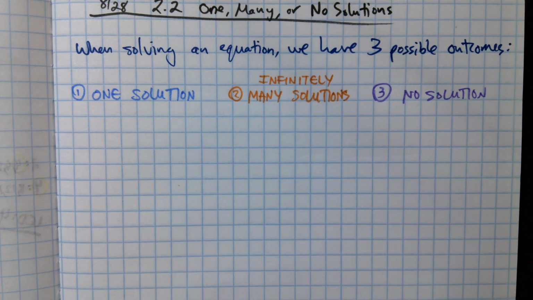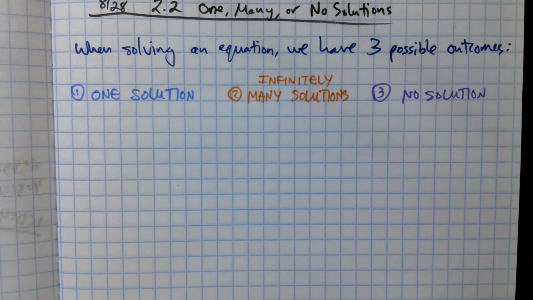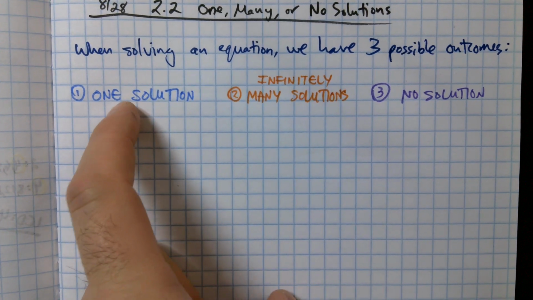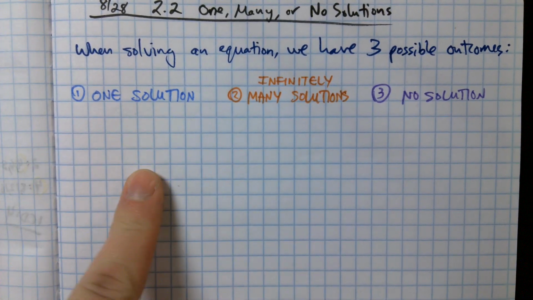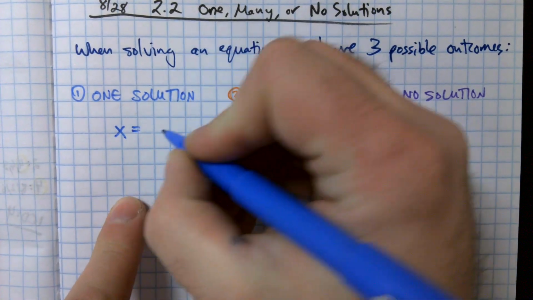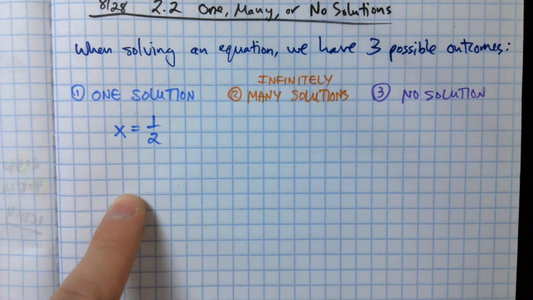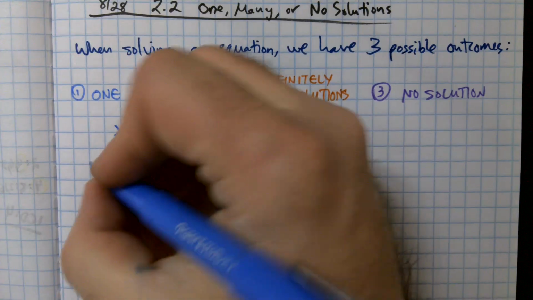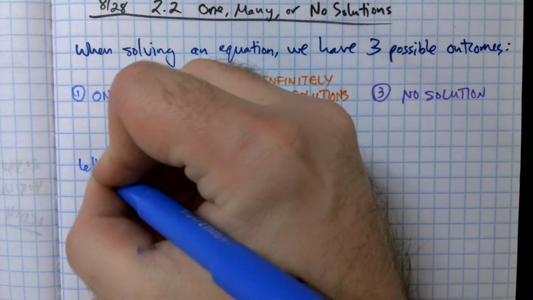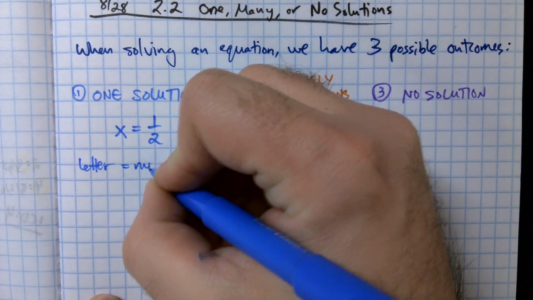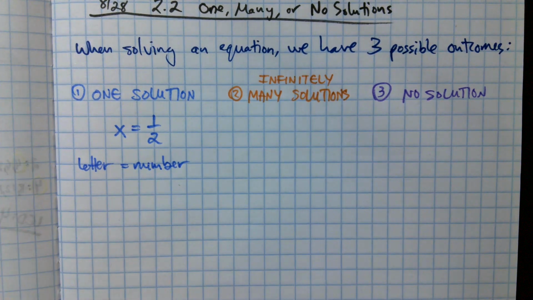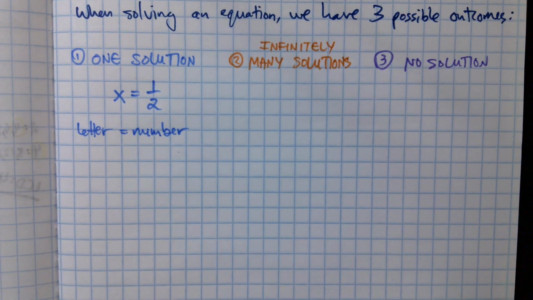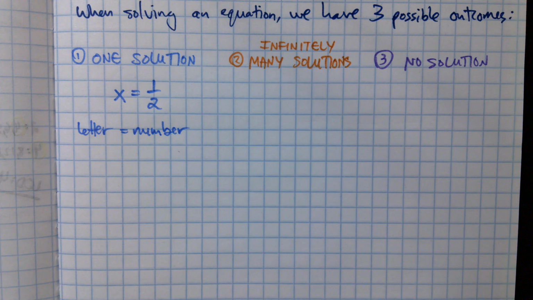So as we know, when we're solving an equation, we have three possible outcomes. So far in this unit, we've only been dealing with outcome number one, which is one solution. I know that I have one solution when I see a letter equaling a number. If I get x equals 1/2, letter equals number, that's one solution. The only possible answer for x in this case would be 1/2. That's what x equals 1/2 tells me.